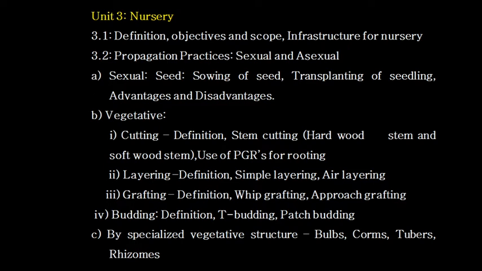In sexual, we are going to see how the seed sowing is done, transplanting of seedling is done, and what are the various advantages and disadvantages in the sexual method. In the vegetative or asexual method, we are going to see cutting, layering, grafting, and budding. In SY only you have studied all these sexual and asexual methods. Here we are going to study in detail. And the last one is by the specialized vegetative structures such as bulb, corm, tuber, and the rhizomes.